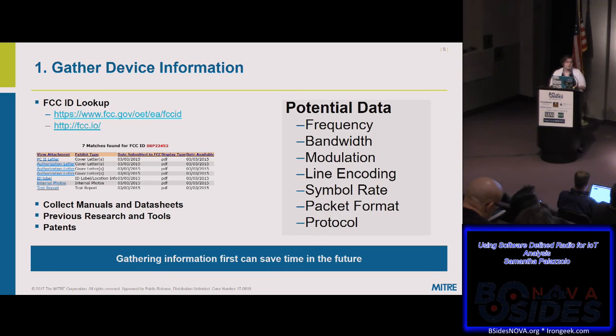But in addition, they'll generally have internal photos, and sometimes they won't block out the chips that they're using, so you can actually get information there that you can use for other kinds of analyses of the device. I've never seen it myself, but you can get schematics in some cases. But the FCC ID lookup is probably one of the key steps and will give you a lot of the information that you need for something like wireless analysis.